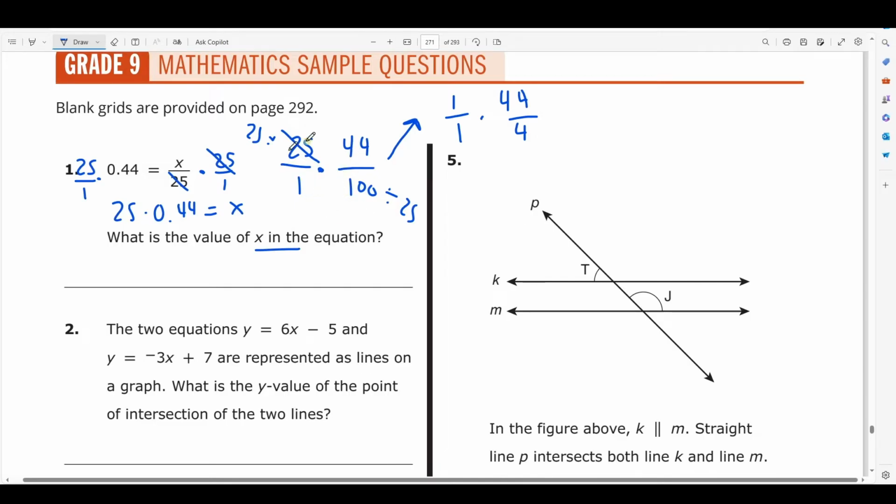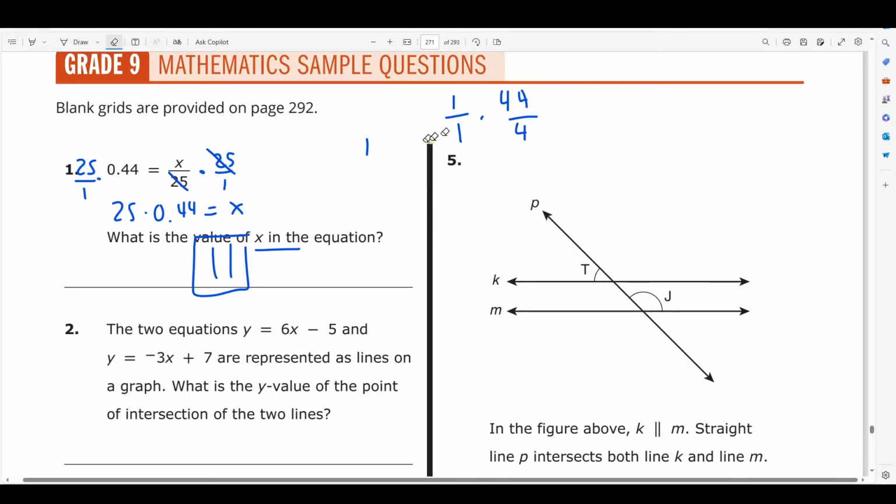Here I reduce the terms in my numerator and my denominator because I noticed that my numerator on this side and my denominator on this side are divisible by one another, right? So in this case, I took out 25 from my numerator, I took out 25 from my denominator, I'm left with 44 over 4, that's 11, right? And that's a lot easier than doing 25 times 44 and then moving 2 decimal places to the left, right?